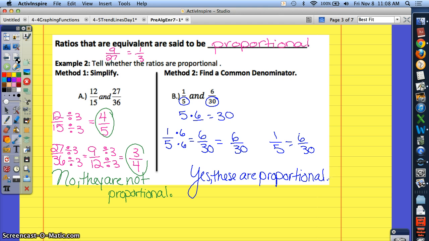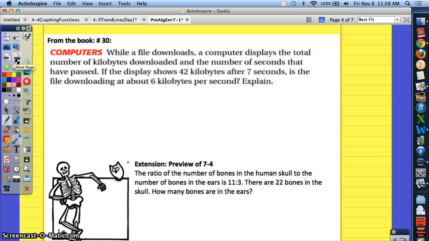Okay, last two questions here. One's from the book, and one's a little bit of a preview to the next lesson, to 7-4. Try the book one about the computers on your own, and then press play to go over it with me.